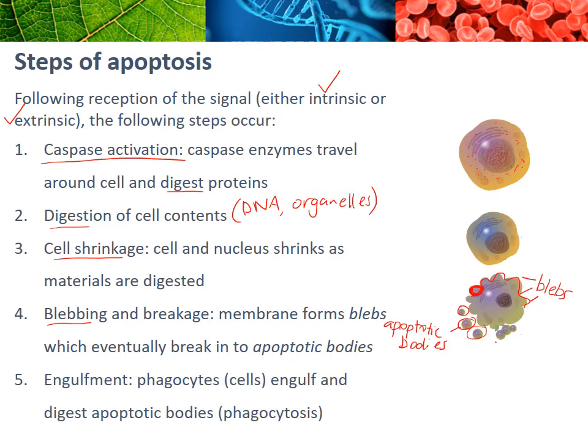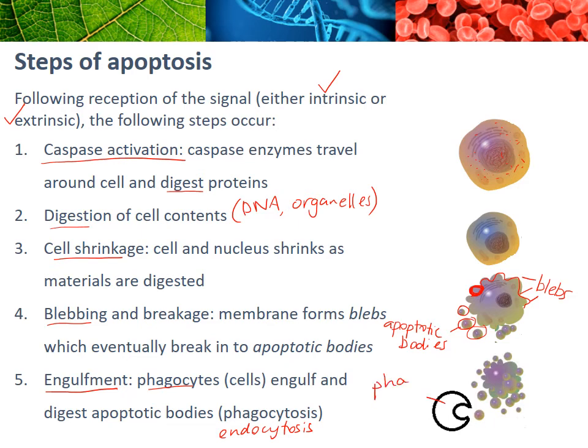And once that has occurred, a message will get sent to other cells called phagocytes. Again, we're going to look at these more with immunity, but they are cells that will come along and basically engulf those apoptotic bodies. That will be by the process of phagocytosis, which is a type of endocytosis. So we'll get here the phagocyte, which is a cell. The phagocyte will come and basically digest these pieces until eventually all of them have been digested and the cell is gone.